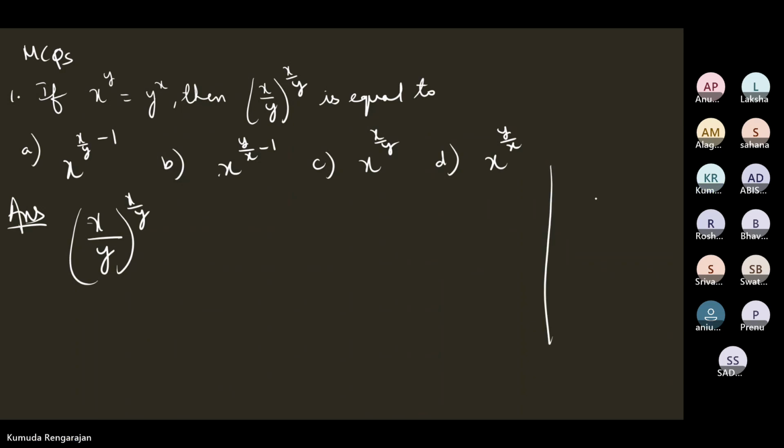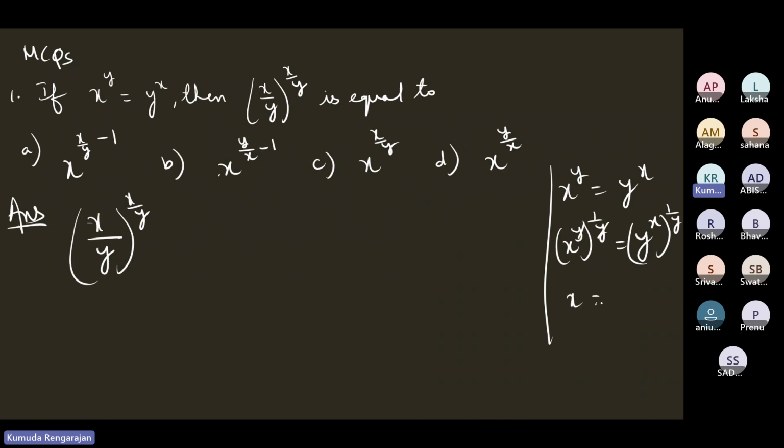Okay. So we are given that x to the power y is equal to y to the power x. Raise both the sides to the power 1 by y. So x to the power y, the whole power 1 by y is equal to y to the power x, the whole power 1 by y. So y and y will get cancelled. So you have x is equal to y to the power x by y.